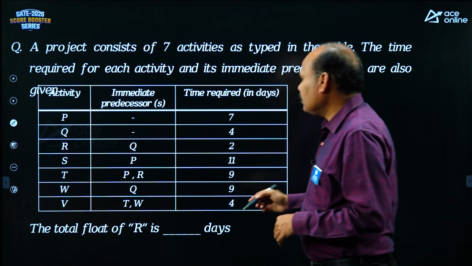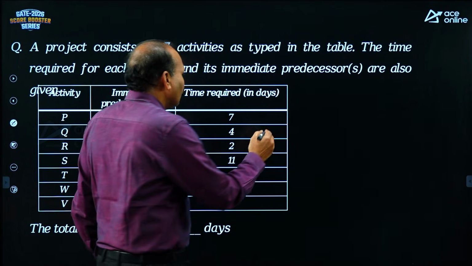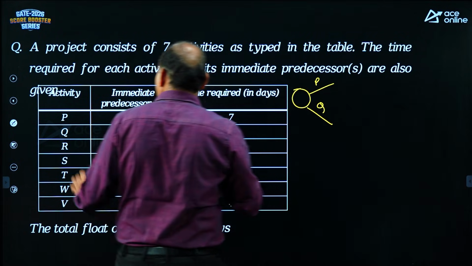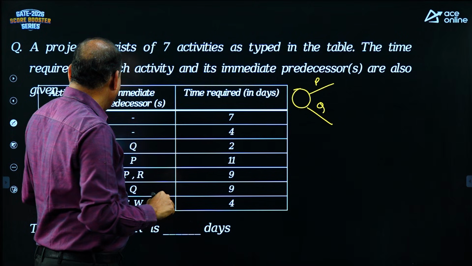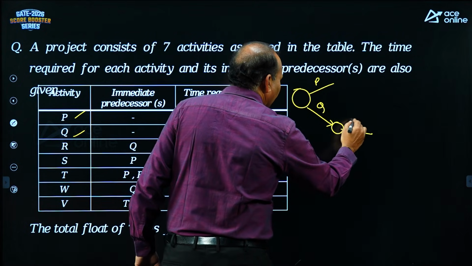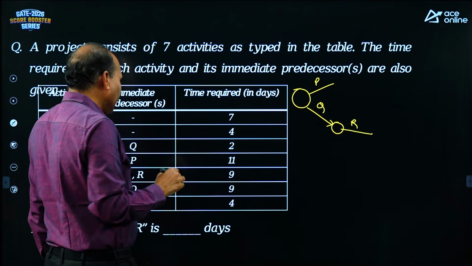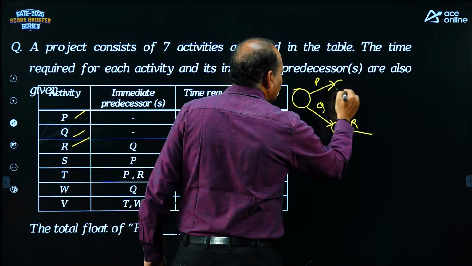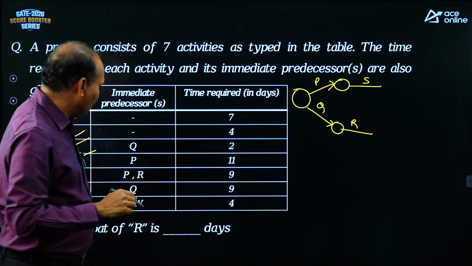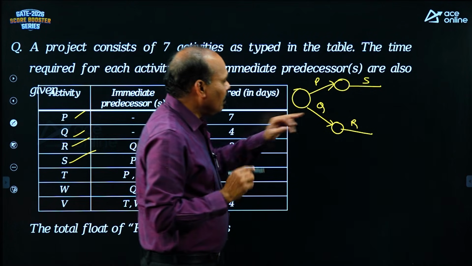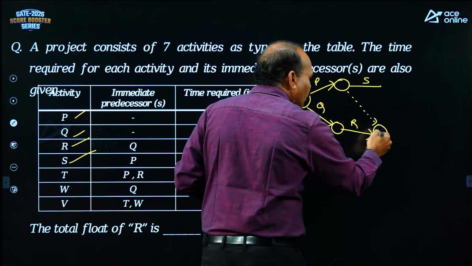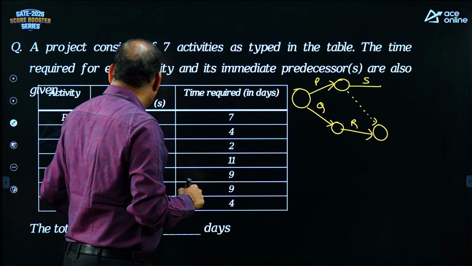P and Q have no conditions. Start with a circle. P and Q we can take. R after Q. S after P. T after P, R. P is already used, only R is available. So what we do is make use of a dotted arrow towards the R side, so that this node will be P and R. Okay, from here which activity can we take? T.